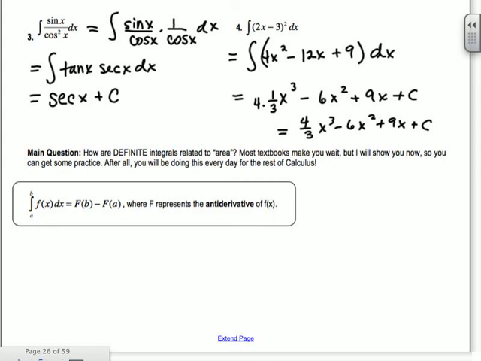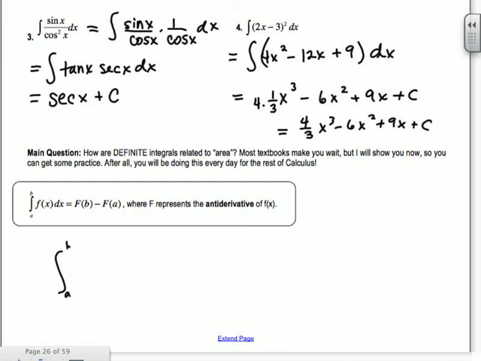Okay, the main question: we're about to talk about definite integrals. Definite integrals are ones that have numbers at the top. We talked about the shortcut method already. This is the shortcut method. You're going to be doing this every day for the rest of calculus, just like with derivatives, which we did every day for the first semester. So we're going to do these all the time.